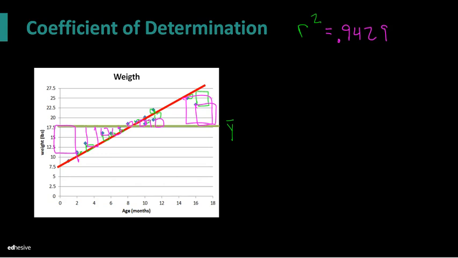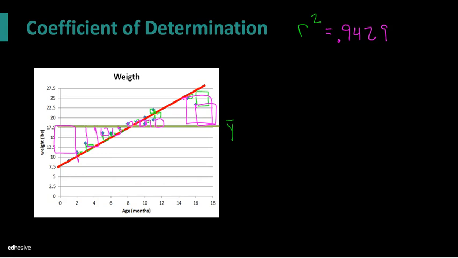And that makes a ton of sense. The other 6 or 5 some odd percent could be due to those other things, but a large chunk of it is due to a baby's age. And that's really, really important. That's why the coefficient of determination makes a lot of sense.